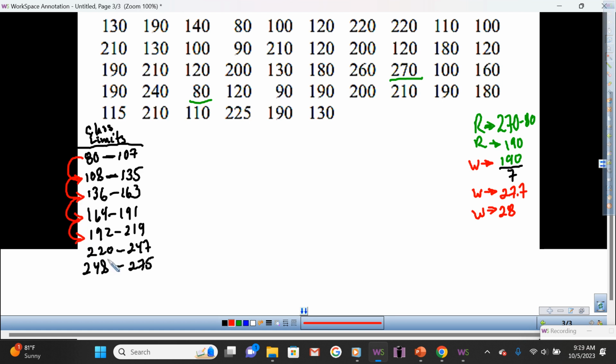Are we there so far? However, if you see the pattern going from its lower limit to its upper limit, instead of being 28, it's what? 27. That means one less. So for each, we go 27. So 8 plus 27 is 35. 136 plus 27 is 163, and so on and so forth. So when you get to this one, 248 plus 27 is 275.